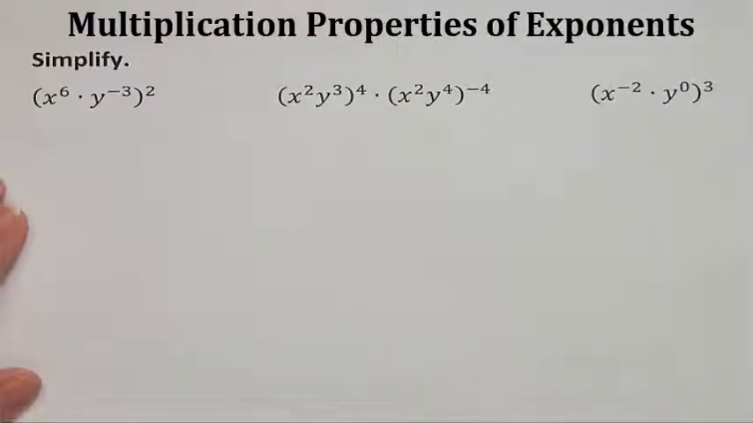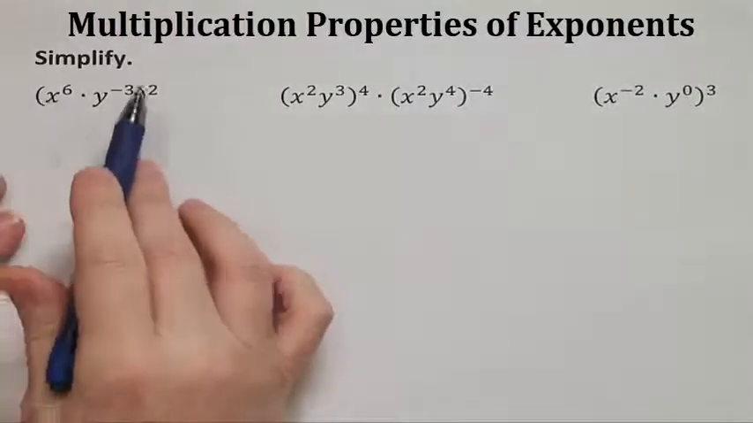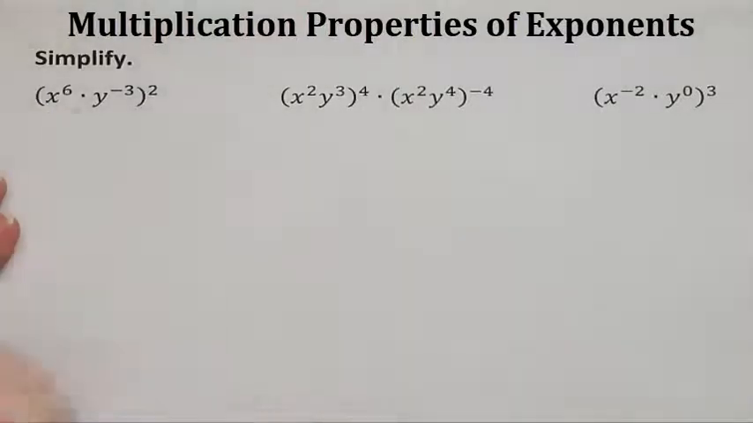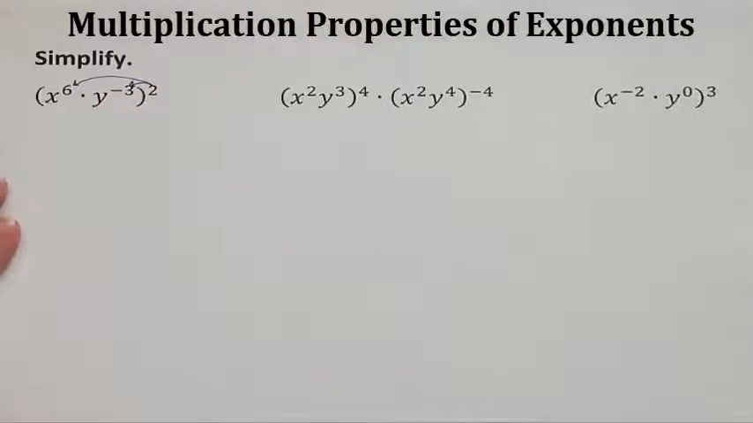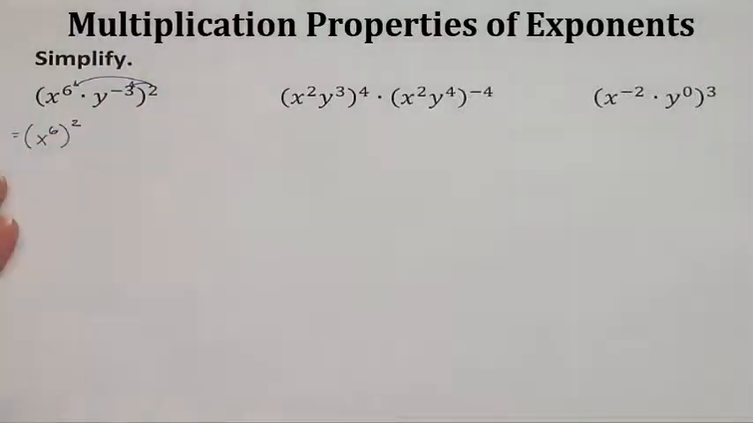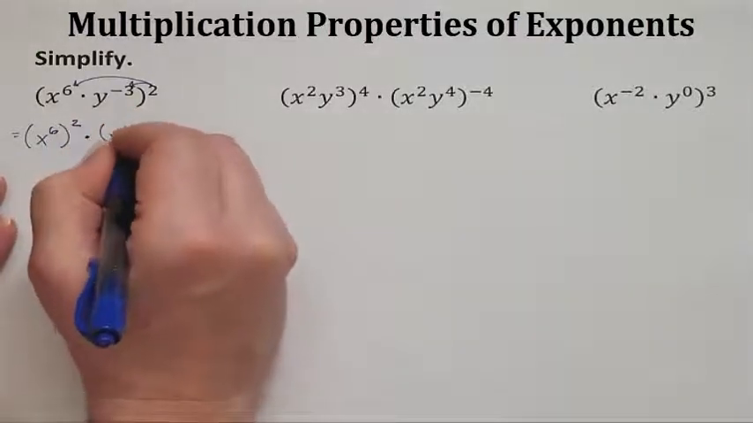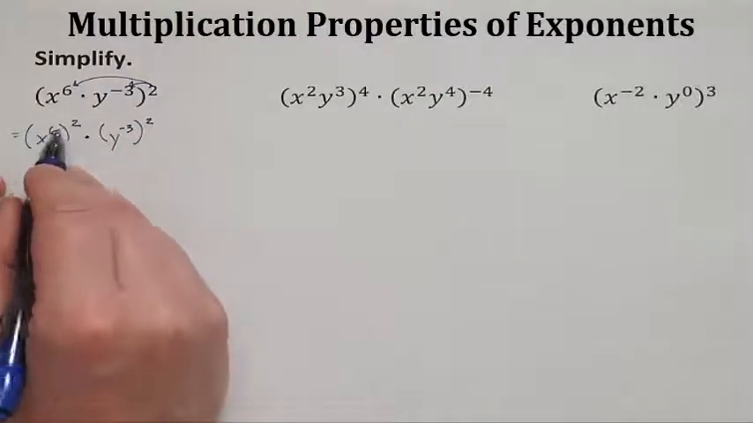So we just have 3 last example problems to be doing today. So in here, we have the entire parenthesis raised to the 2nd power. If your entire parenthesis is raised to the 2nd power, then everybody in the parenthesis needs to be raised to that 2nd power. So this x to the 6th is going to be raised to the 2nd, and then we are multiplying. This y to the -3rd is then raised to the 2nd. I see 2 powers next to each other.